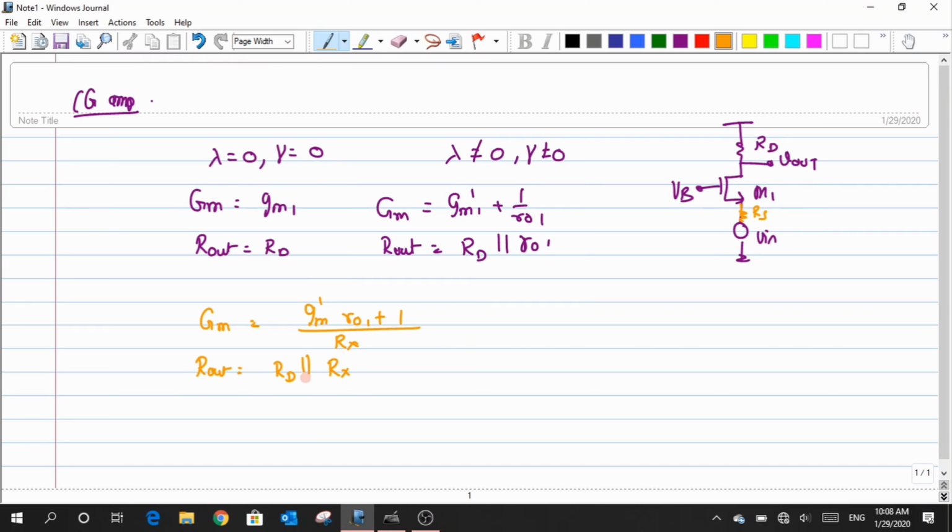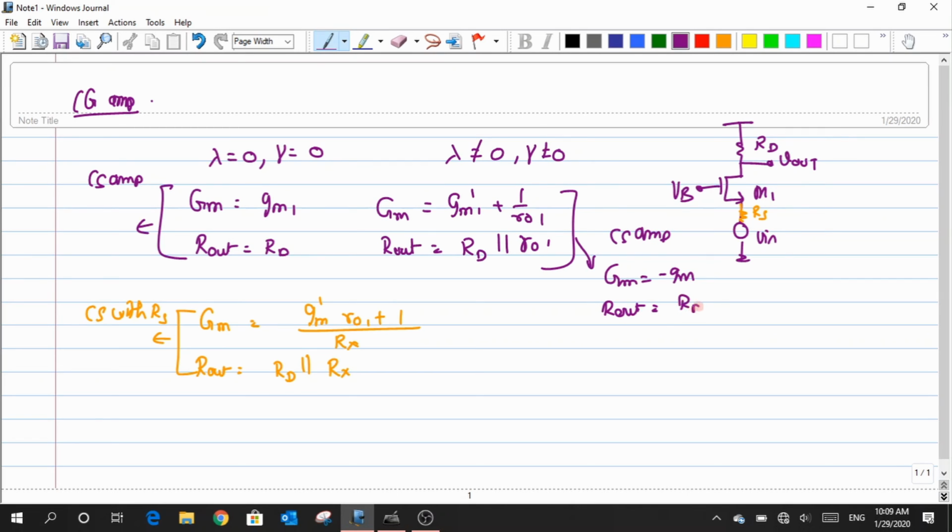Now one could obviously compare our results with, for the top case, a CS amplifier with a resistive load, whereas this particular result I can compare with a CS amplifier with source degeneration. I think you might know the answer for the top one. If I'm comparing with the CS amplifier, I would have got the GM to be equal to minus GM, and the Rout would be something like RD in parallel with R0. So there is a certain difference between the CS amplifier and the common gate amplifier.